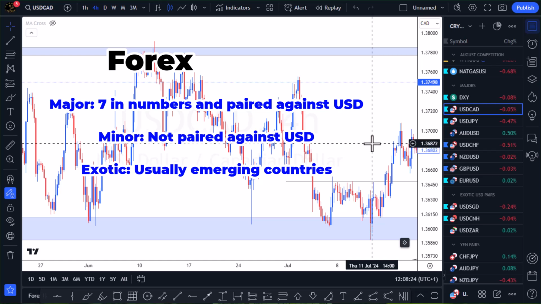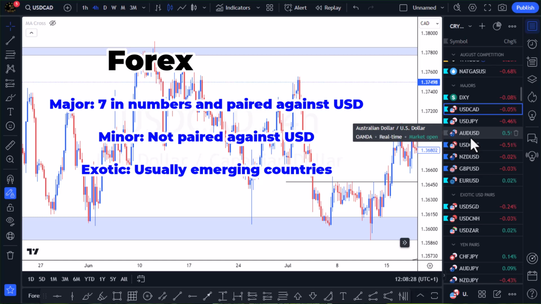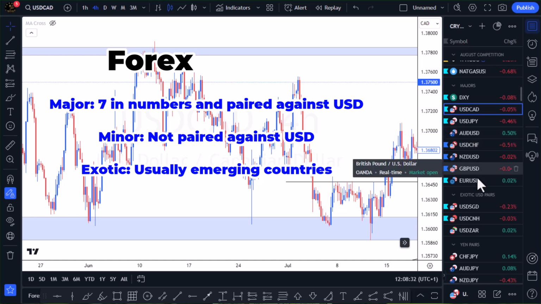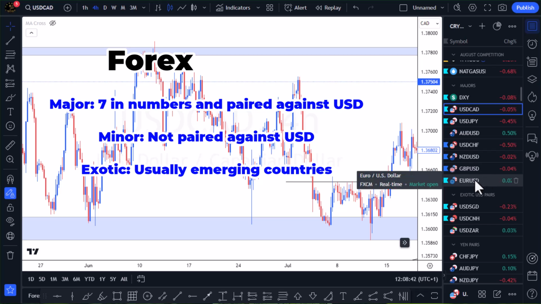The major currency pairs are the currencies that are paired against the USD. The USD is the universal currency, right? So as you can see, we have the British pound sterling paired against the USD, which means the Great Britain pound sterling is paired against USD. We have Euro paired against the USD. That is, Euro is paired against USD.